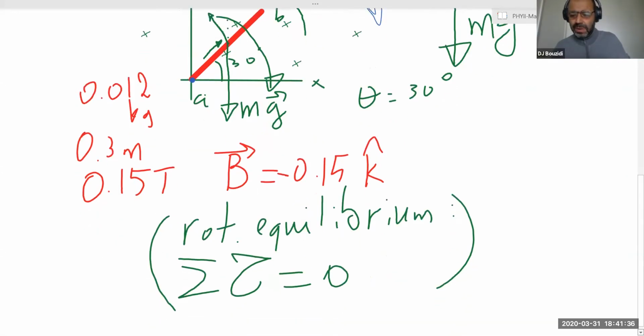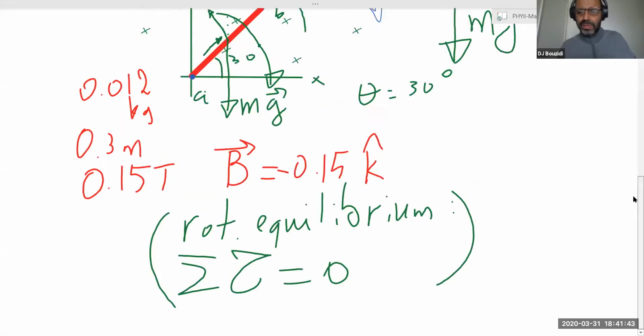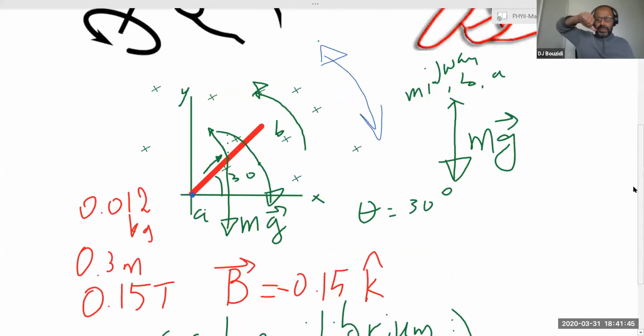Yes? So far, so good? So the direction of the current has to be upward. Because if the current is going down, and the magnetic field is going into the surface, then the force will be down, and that's going to even help more the gravity to bring this rod down. You don't want that. We want the current to go up.